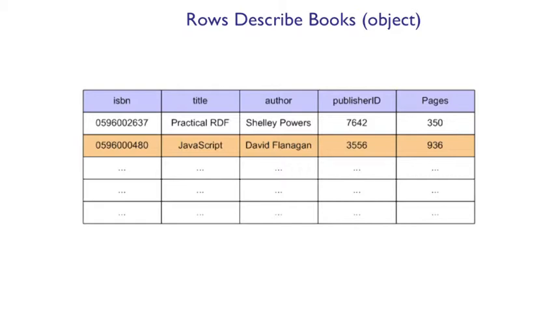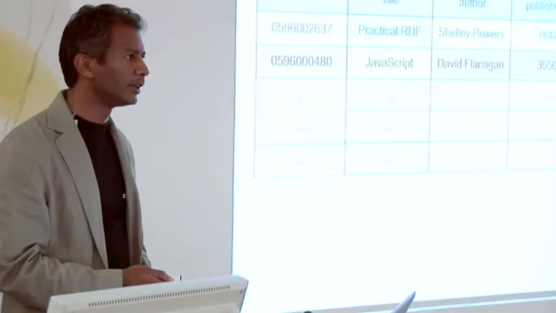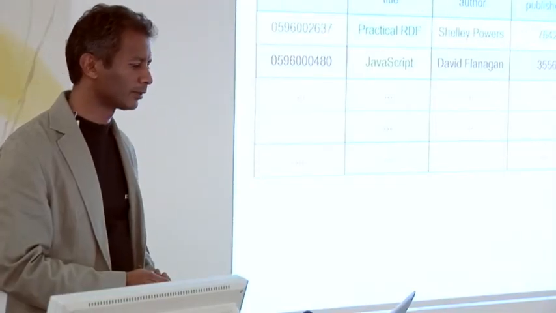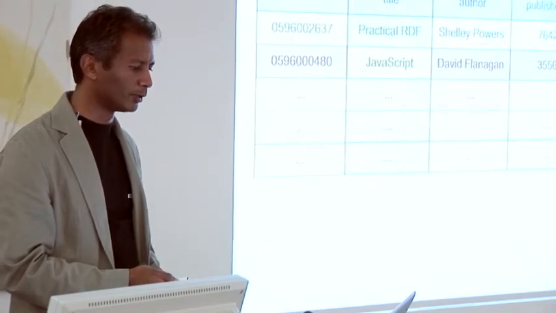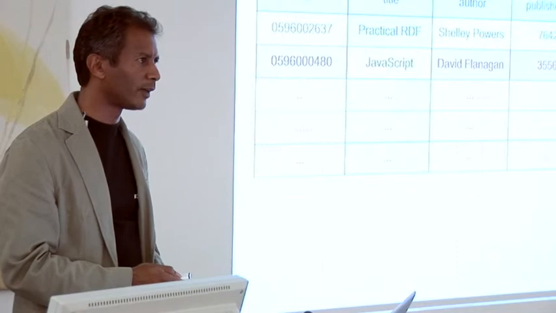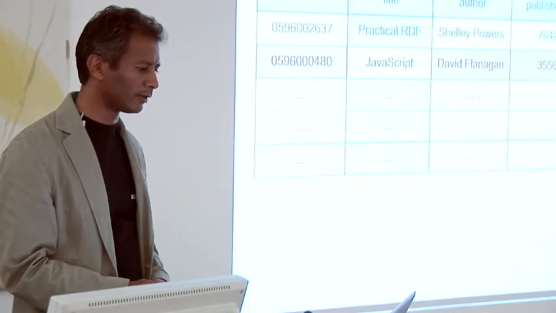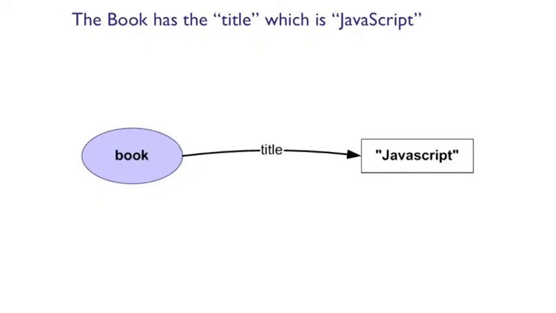The columns describe the attributes. Here, the second column describes the titles of all the books I have in my database or my spreadsheet. So we can see here in the cell that's highlighted in yellow that this is a book that has the title JavaScript, which is written by an author called David Flanagan. Now, if I map this into RDF, I get the following. I get a book node with a link called title to another node called JavaScript. So this is a book that has a title JavaScript.